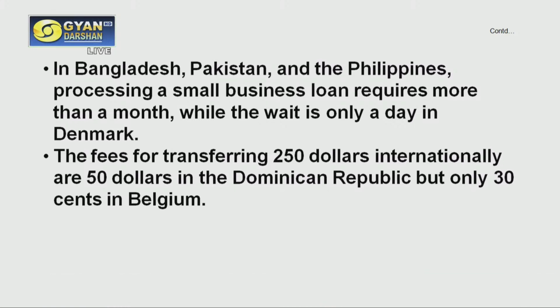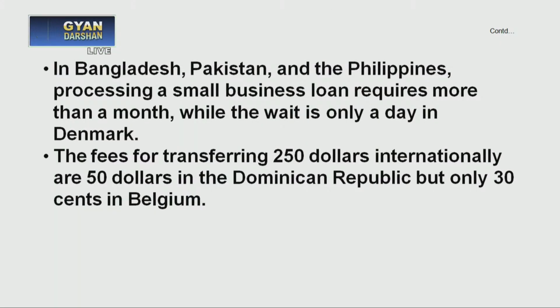For example, in Bangladesh, Pakistan and the Philippines, processing a small business loan takes more than a month. Well, the wait is only a day in Denmark. Denmark is a very developed European country. So, within a day, if you apply for a loan, they will process it immediately and the individual gets the loan. At the same time, if an individual wants to start a small business in Bangladesh, the Philippines, or a few other developing countries, they have to wait a month to get their loan processed.